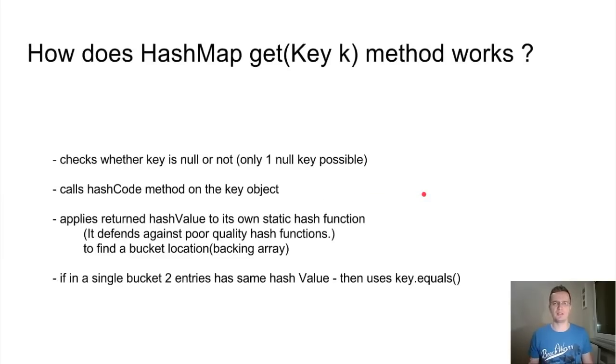How does the HashMap get method work? First of all, it checks whether the key is null or not. Remember that in the HashMap we can only have one null key in the whole HashMap, while you can have multiple null values. In the second step, it calls the hashCode method on the key object. Then it applies the returned hash value to its own static hash function, which defends against poor quality hash functions provided by the clients, by the objects. And it finds a bucket location. If in a single bucket two entries have the same hash value, it uses the key equals method.